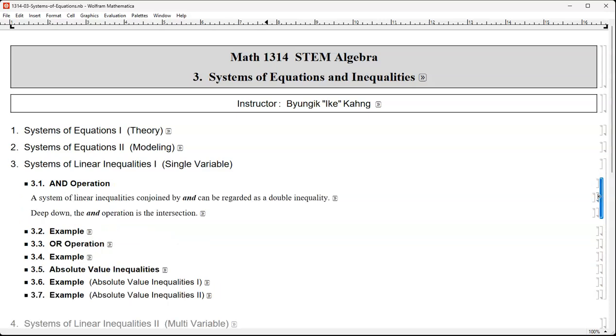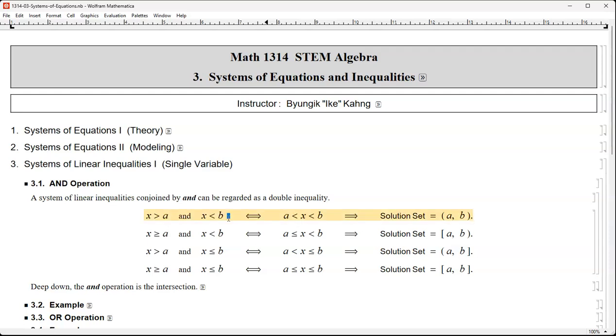The first case, we have two inequalities joined together through an AND operation. AND operation corresponds to the intersection because both the first and the second proposition must be true. So x is greater than a and x is less than b means x is greater than a and less than b, put together as a single double inequality.